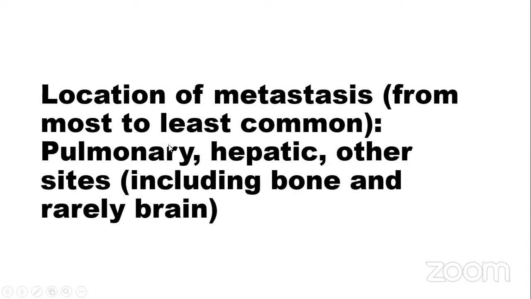Location of metastasis. From the most to least, Wilms tumors go first to the lung, then hepatic, and other sites include bone and rarely the brain. So the most common is the lung, the second is the liver, and the other sites include bone and rarely the brain.